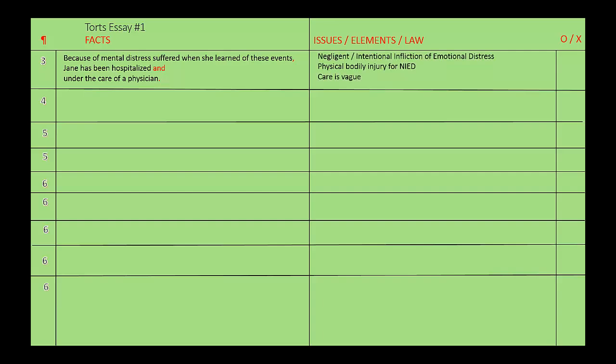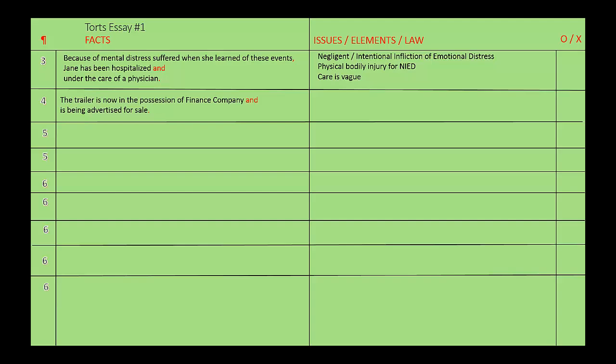Negligent, intentional infliction of emotional distress. She suffered physical bodily injury for negligent infliction of emotional distress. She's under the care of a physician. Shows some substantial damage, but yet the care might be vague. Okay, so that one paragraph had 3 potential issues. 4, and it was only one sentence.